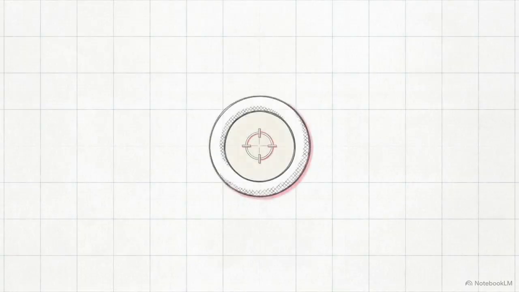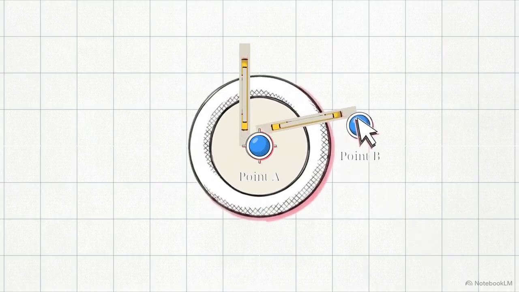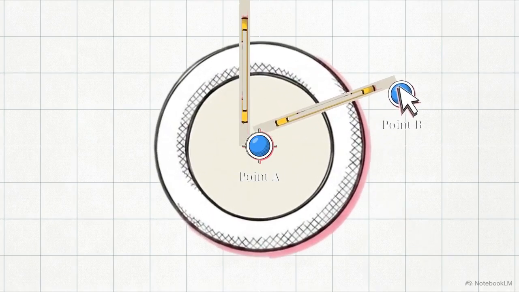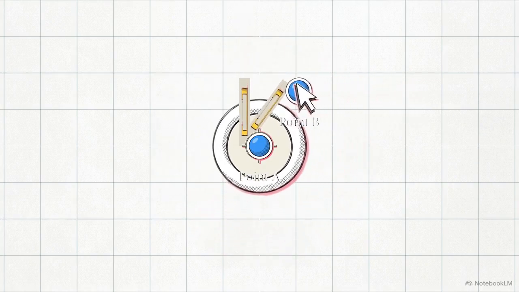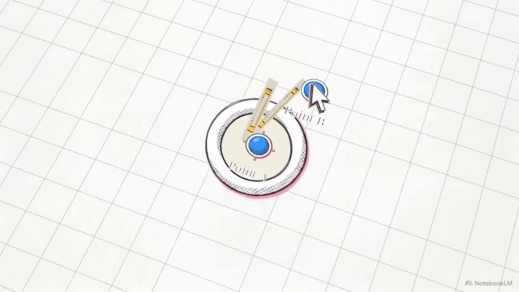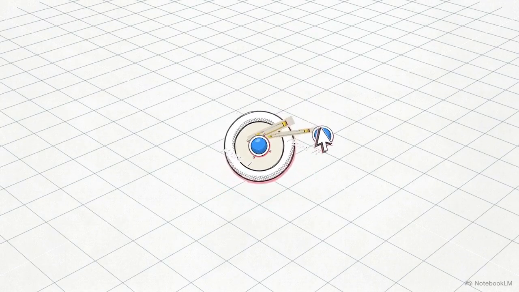Now we test the system. Let's see what happens when we grab point B and pull it away from point A. As the distance increases, the circle immediately recalculates the equation and expands its radius in real time. Push point B back inward, and the circle dynamically shrinks. The relationship works in both directions, anywhere in 3D space.